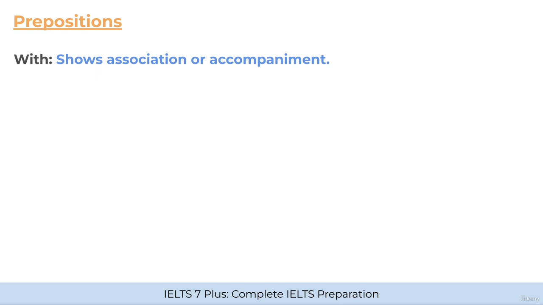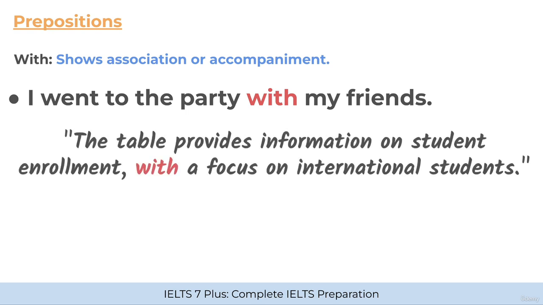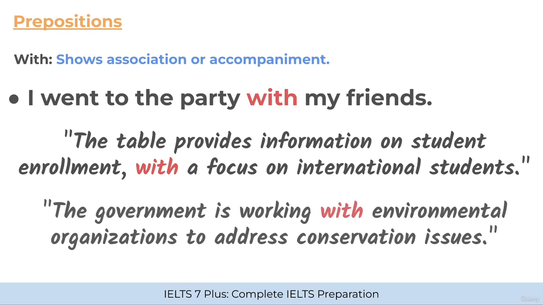Okay, with now. With shows association or accompaniment. I went to the party with my friends. So the subject here wasn't alone, they had their friends with them. An IELTS example now: the table provides information on student enrolment with a focus on international students. So it's like when something comes with something else. The government is working with environmental organisations to address conservation issues. So collaboration here.